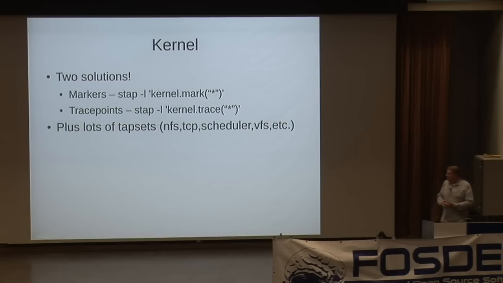In the kernel, we're making nice progress. There are actually two solutions. Well, to be honest, the kernel markers are being deprecated, and the tracepoints are the new way to do it. SystemTap can observe them both. And of course, there are a lot of tapsets already for the kernel.